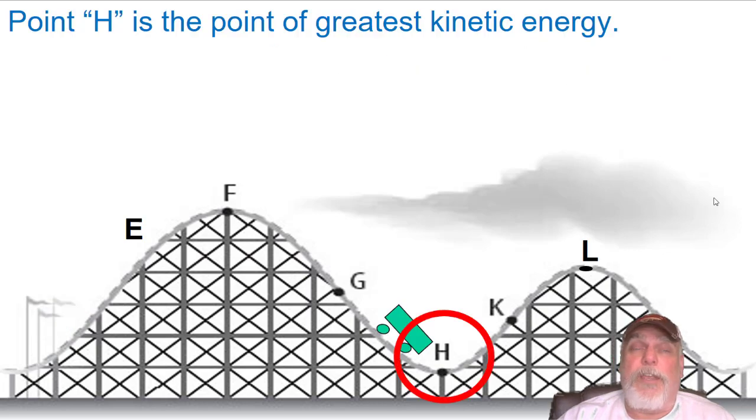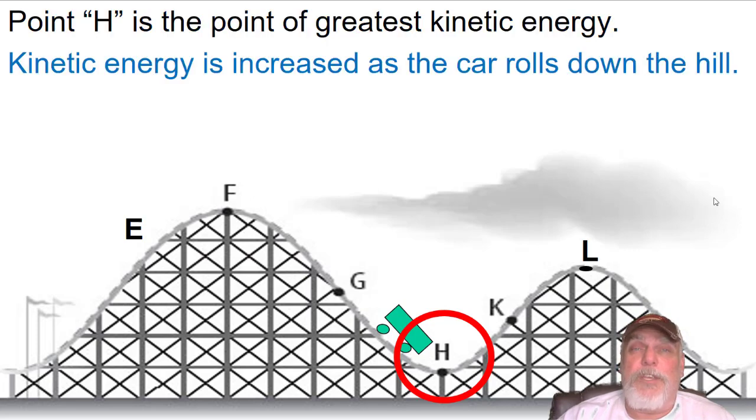Point H is going to be the correct answer this time. Point H is going to be the point of greatest kinetic energy. The reason why is that kinetic energy is going to increase as the car rolls down the hill.